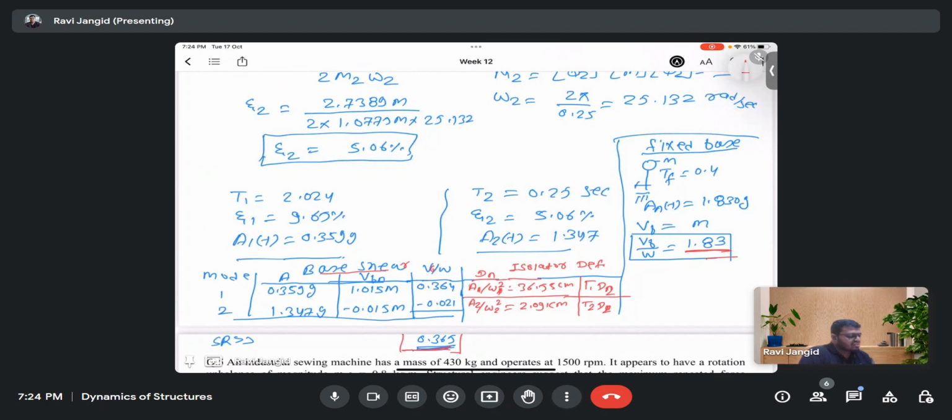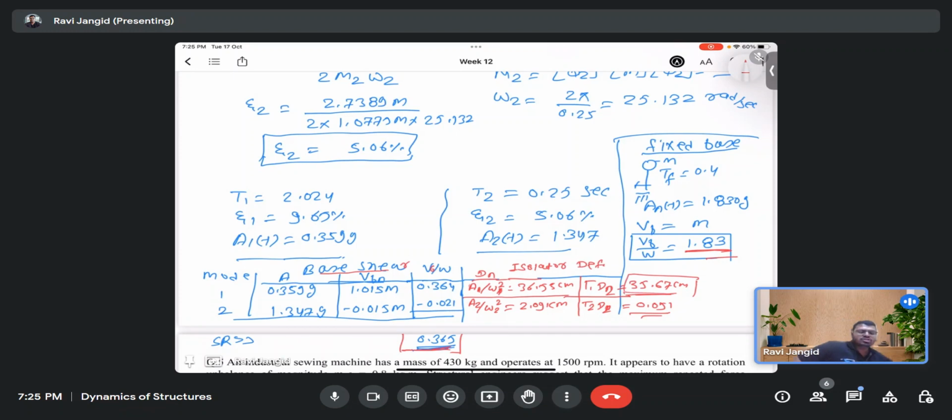So if you multiply this gamma 1, we have calculated gamma 1 initially, if you remember. That gamma 1 was 0.976. So 0.976 multiplied by 36.55, you will get the isolated displacement as 35.67 centimeter. And then gamma 2 is 0.024 times 2.091, you will get 0.051.